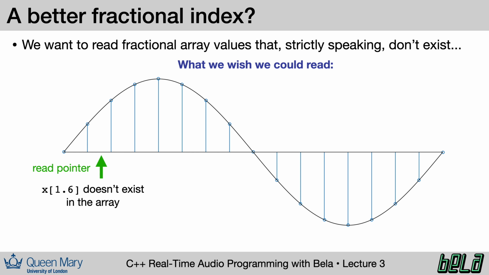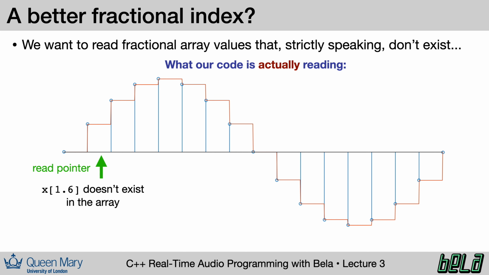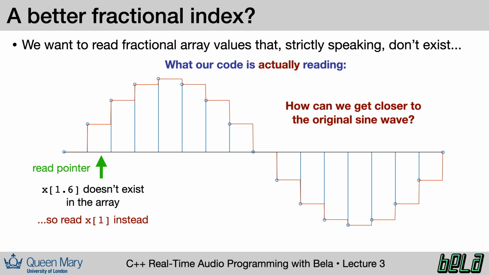But what we really wish we could do is look at what signal the wavetable was approximating, and then go looking in between the points there on that original higher fidelity signal. Now, what we're actually doing in our code is something like this. Notice this looks very much like the stair steps that we just saw in the Bela oscilloscope. We're always looking for the sample that is right before the read pointer, whatever its fractional value might be. So how could we do better? How could we get closer to that approximation of the original waveform?